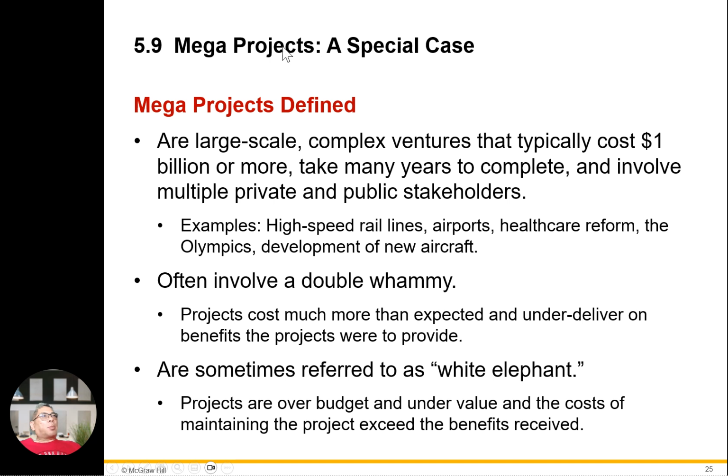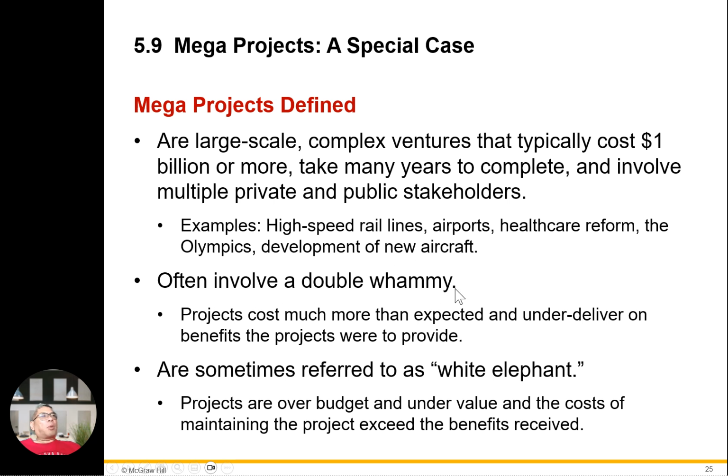5.9, mega project, special cost. Example here: a mega project is defined as a large-scale, complex venture that typically costs $1 billion or more, takes many years to complete, and involves multiple private or public stakeholders. Examples: high-speed rail lines, airports, healthcare reform, the Olympics, developing new aircraft.